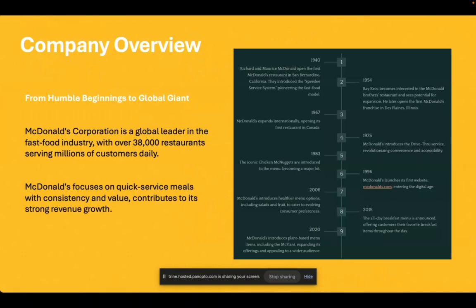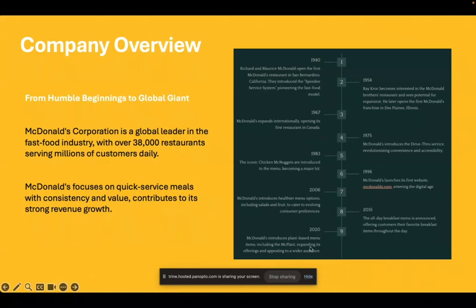McDonald's started in 1940 with its headquarters in California, United States of America. McDonald's is a global leader in the fast food industry, serving many customers globally. This fast food restaurant chain opened its first international presence in Canada and later became digital in 1996.